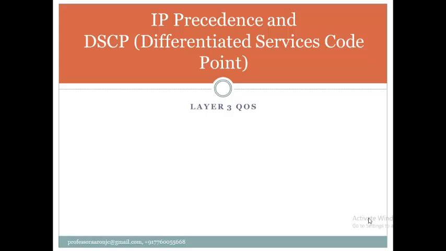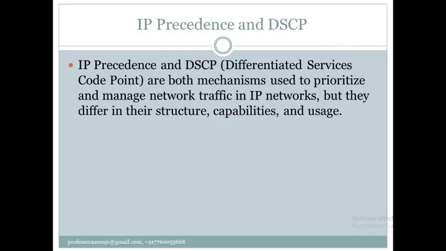but the more granular marking options are available in DSCP. The reason is DSCP uses 6 bits, whereas IP precedence uses only 3. Both are compatible with each other, and depending on your requirement, you may choose to use IP precedence or DSCP.